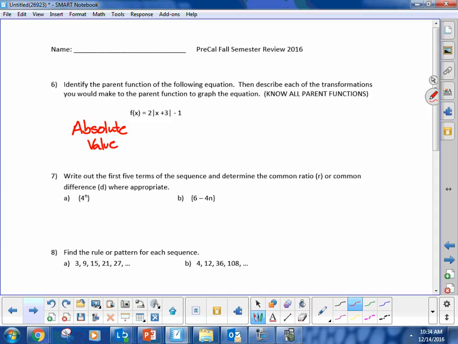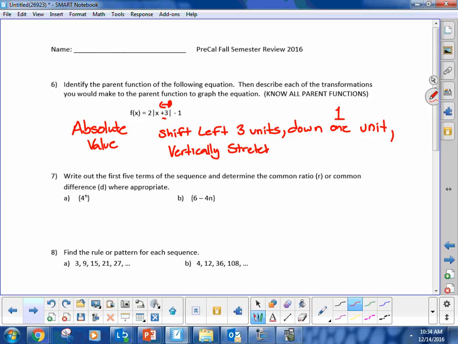This is a transformation that's happening here. First of all, this means that I shift to the left. Remember, this is always opposite of your C. This moves horizontally, and in this case I'm moving to the left 3 units. Down 1 unit. I wrote the word one, but you could write the number. And this vertically affects it, so it's going to be vertically stretched by a factor of 2.